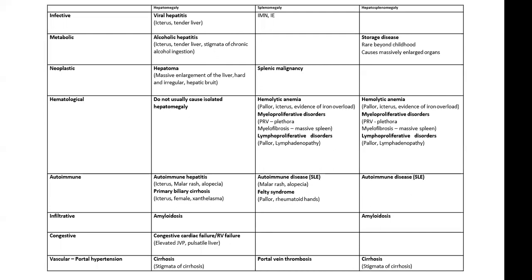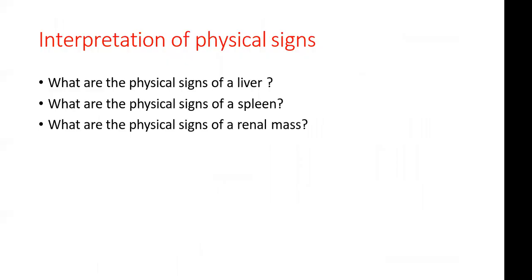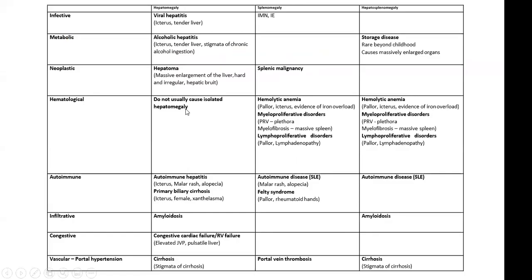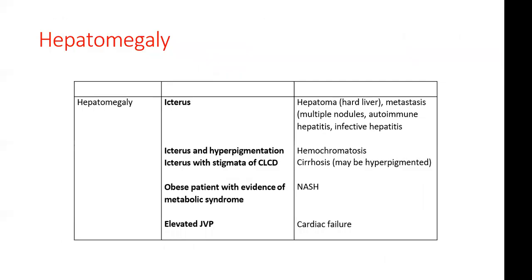There is no way around this, you have to learn it by heart. You are definitely going to get asked these 2 questions. What is the organ and why do you say it's the liver, spleen or kidney? And then what is the differential diagnosis? So you need to learn these lists. What can cause enlarged liver? What can cause an enlarged spleen? What can cause both liver and spleen enlargement?